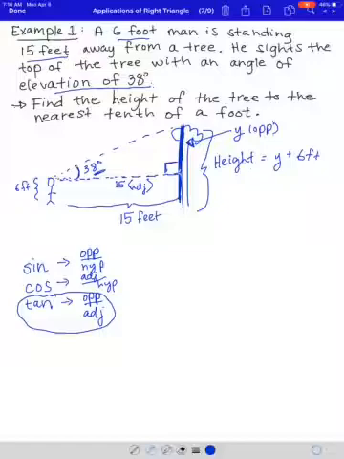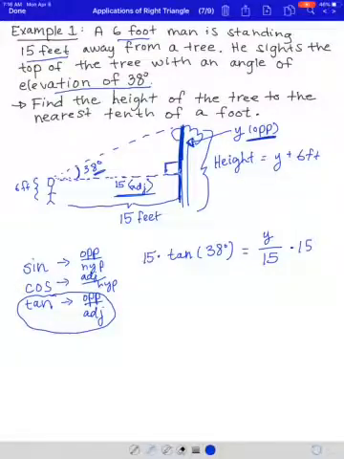Okay, so if we set up our equation, we can say that tangent of 38 degrees, that's our angle, is equal to opposite over adjacent. And our opposite side, that's what we are calling y, and our adjacent side, that's 15. And now we need to solve for y, which I can do by multiplying both sides by 15. And we end up with y is equal to, notice these 15s reduce, so we get y is equal to 15 times tangent of 38 degrees.